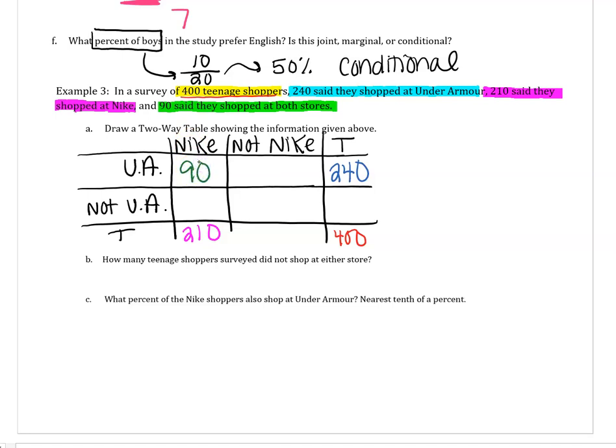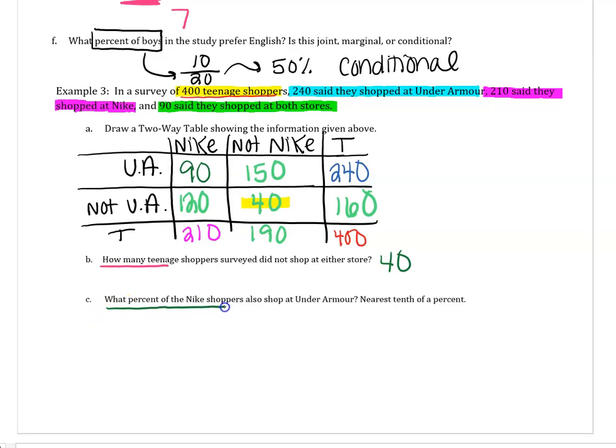Okay, so you can see I filled in some information. Now it's your job to fill in the rest of the table. So I'd say pause the video and see if you can finish that table. And there you go. So how many teenage shoppers did not shop at either? Well, not Under Armour, not Nike. That's 40. So 40 students did not shop at either store.